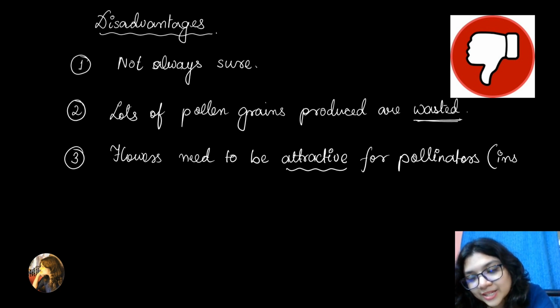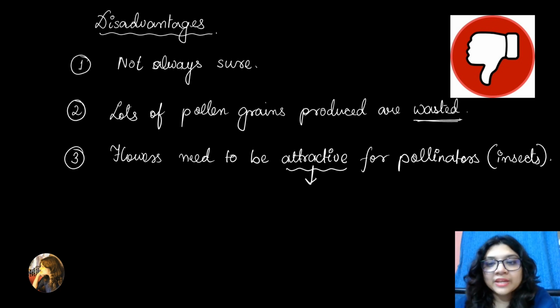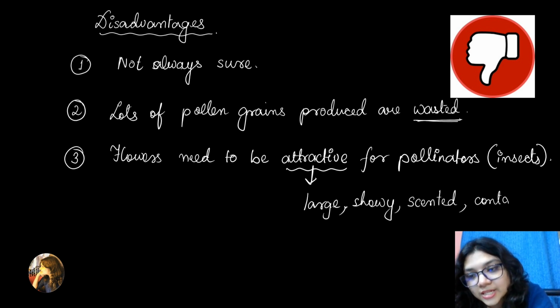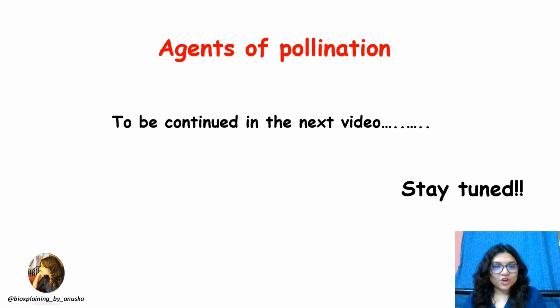So who are the pollinators? Mostly the insects, right? And what do we mean when we say attractive? By attractive, we mean to say that they have to be very large in size, the petals have to be properly colored, they have to be showy, they should have good fragrance, so they should be scented, and they should contain nectar. Otherwise, the insects will not come and sit on the flowers. Okay, so that's it on today's topic.